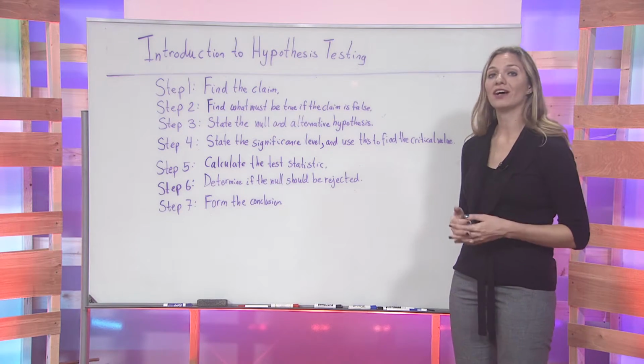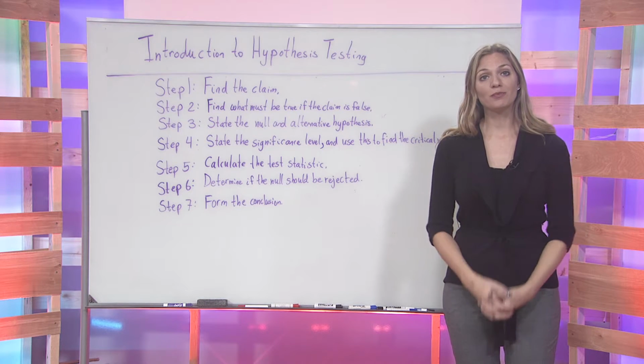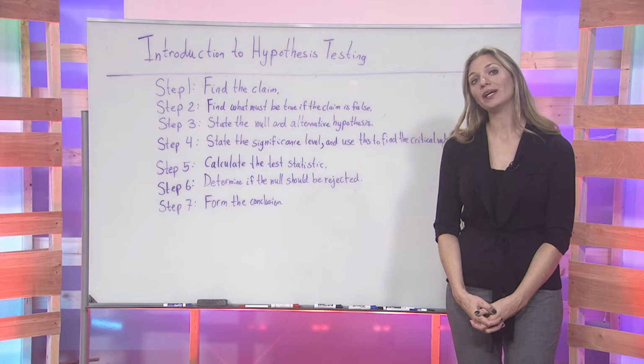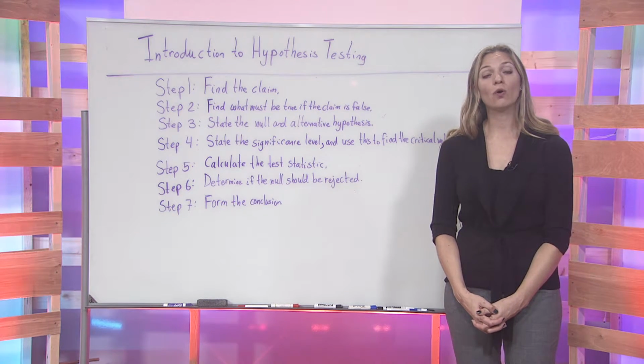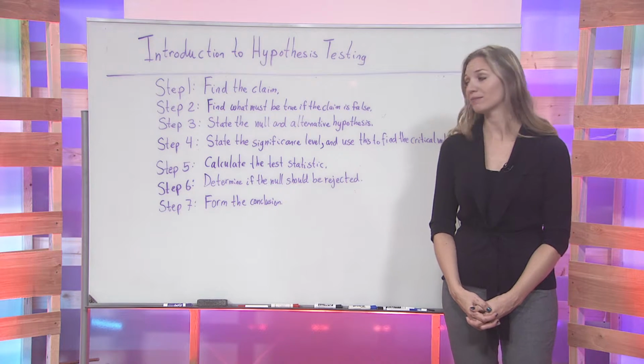Step 5 will be to calculate the test statistic. This may be done either through your TI-83/84 graphing calculator or by hand using formulas.